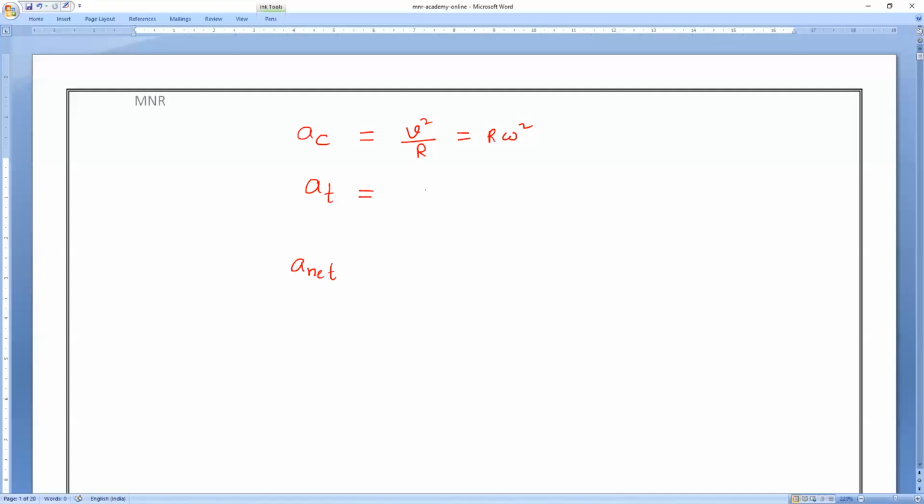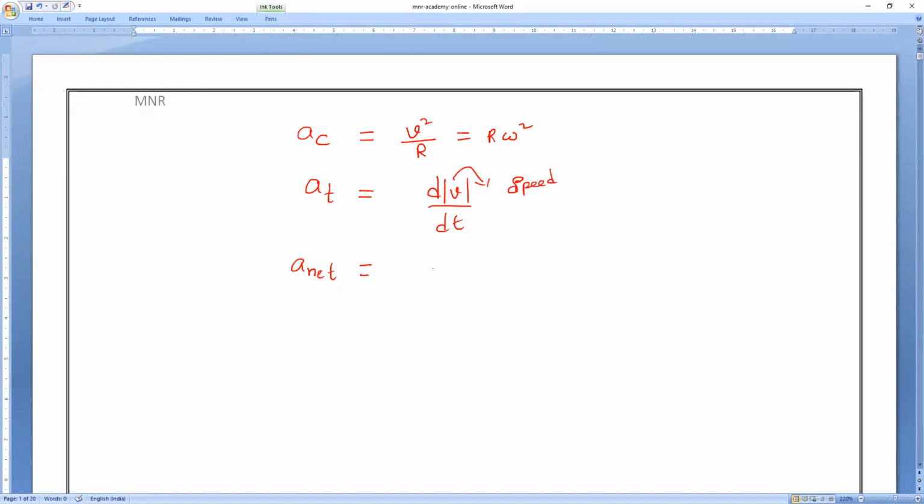Same way, tangential acceleration, we all know, means what? Tangential acceleration means d mod v divided by dt. So here v means not velocity, what is that? Speed. That is what you have to remember.